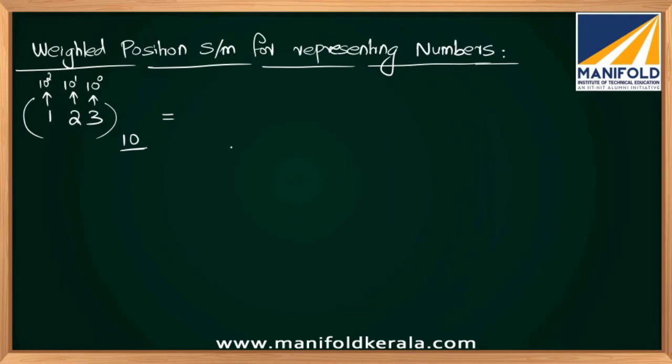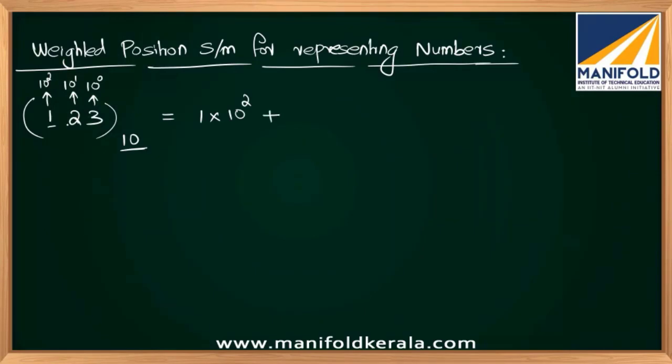So similarly, how do you calculate this particular value? You take each number, each symbol, or each digit. This one is standing in which weighted position? It is standing in 10 square. So this one will be multiplied by what? The weight of that particular position, right?